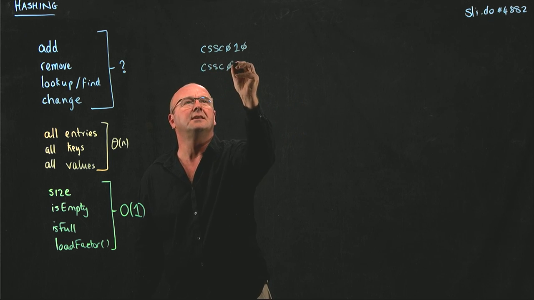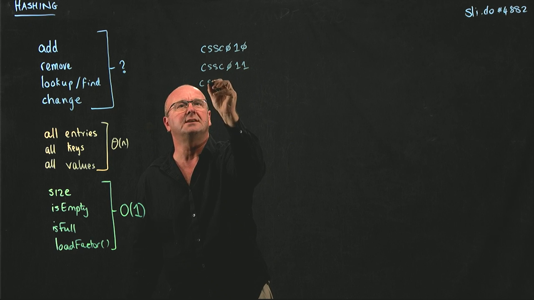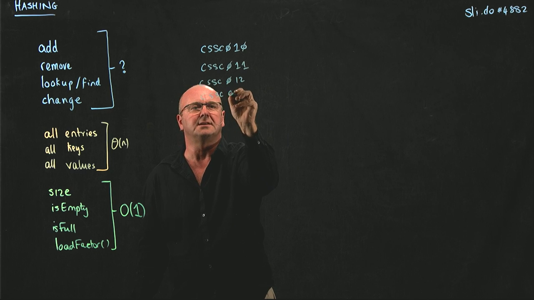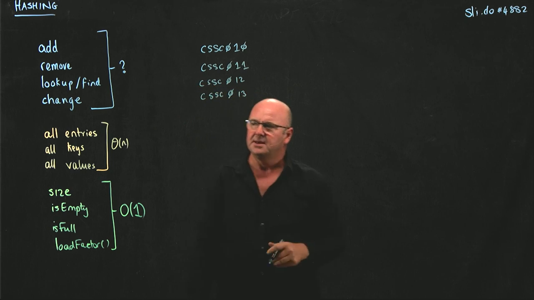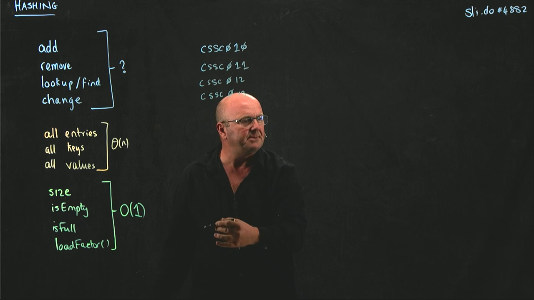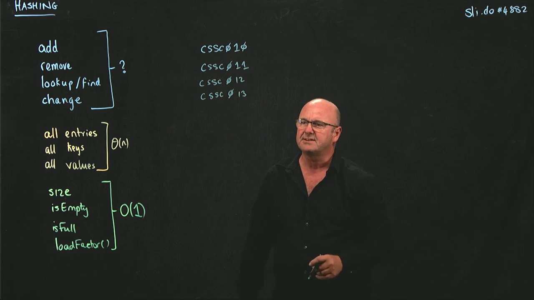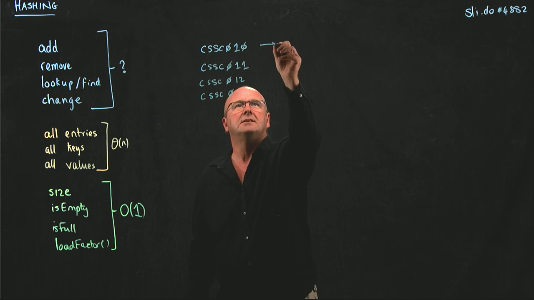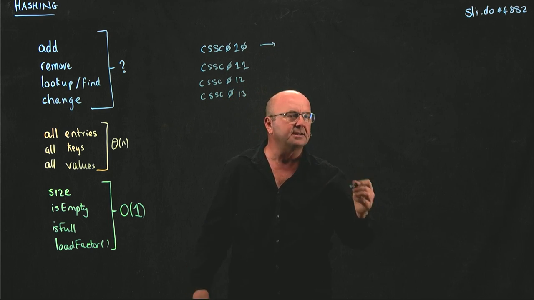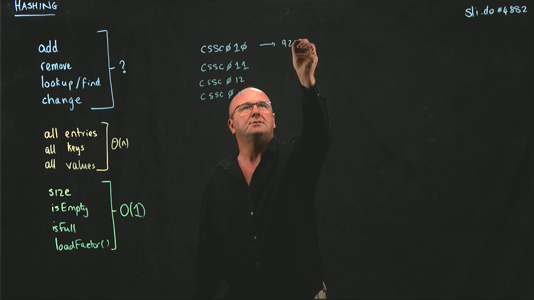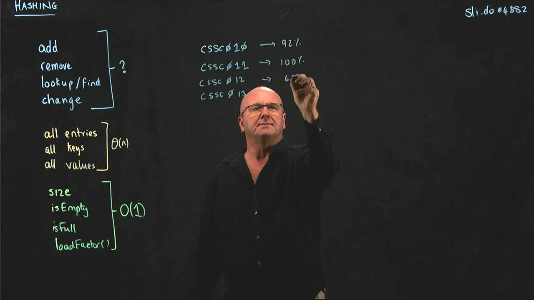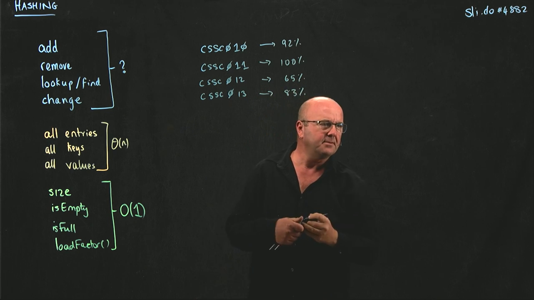CSSC 011, CSSC 012, CSSC 013, okay? And so on down till maybe 300, 400 people that are taking 310 right now. And so I'm going to have a lot of different numbers. And for each of these, I'm going to have a number associated with a grade in this case. 92%, 100%, 65%, 83%. Okay?